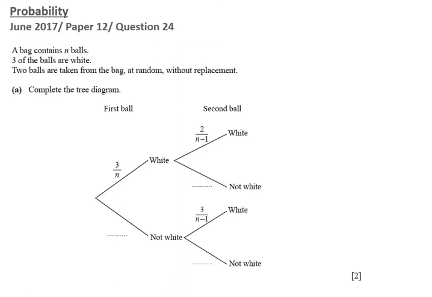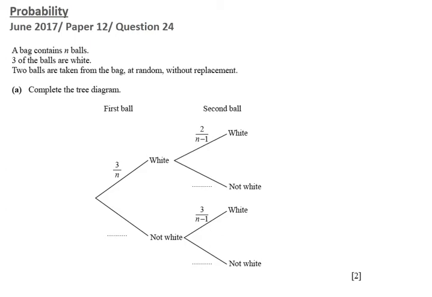Okay, here we have another question of probability, and this question is from June 2017, paper 1, question 24. A bag contains n balls. 3 of the balls are white. 2 balls are taken from the bag at random without replacement.